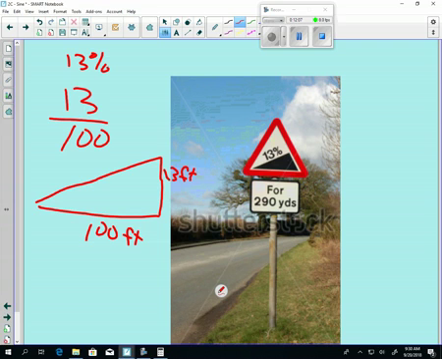So if you were up here, it means that once you travel this horizontal distance of 100 feet, you have gone down a vertical distance of 13. Okay? So the higher the number, the steeper the hill.